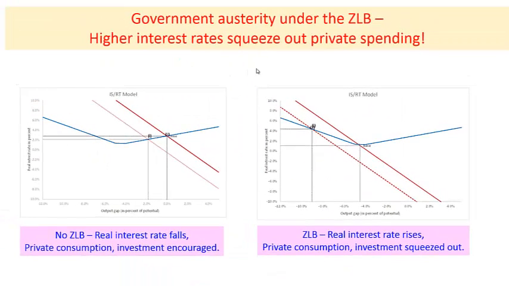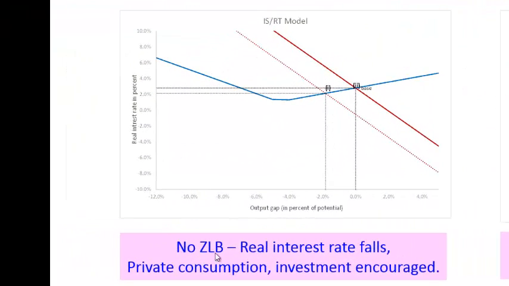So that also tells us when we have a cutback in government expenditures, government austerity under the zero lower bound, that means that higher interest rates are going to squeeze out private spending. To see this, let's consider first a situation where the zero lower bound does not constrain, but we have a leftward shift of the IS curve, and moving along again the RT curve, the nominal interest rate brought down by the central bank helps the real interest rate fall, and that encourages more private consumption and more private investment.